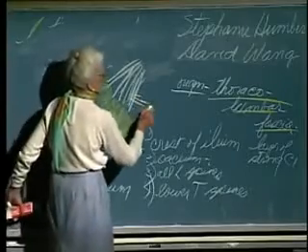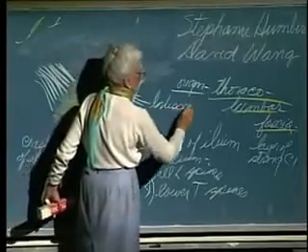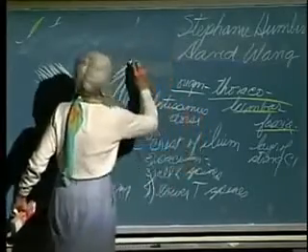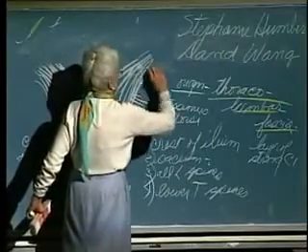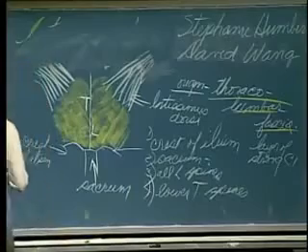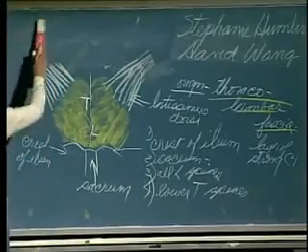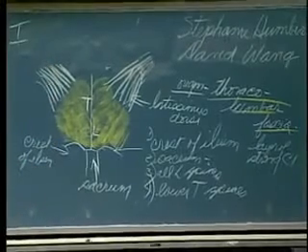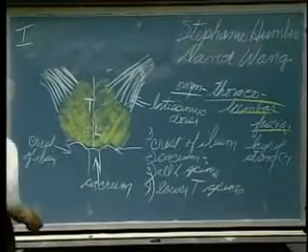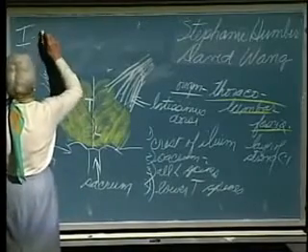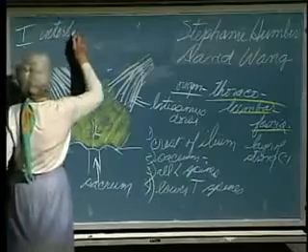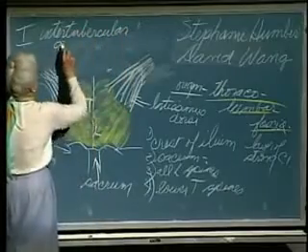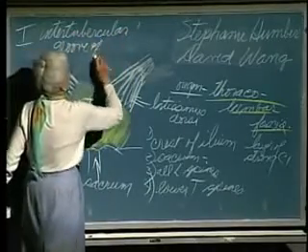This now is our latissimus dorsi. And it will come together and insert on the intertubercular groove of the humerus. Remember, between the two tubercles, intertubercular groove of humerus.